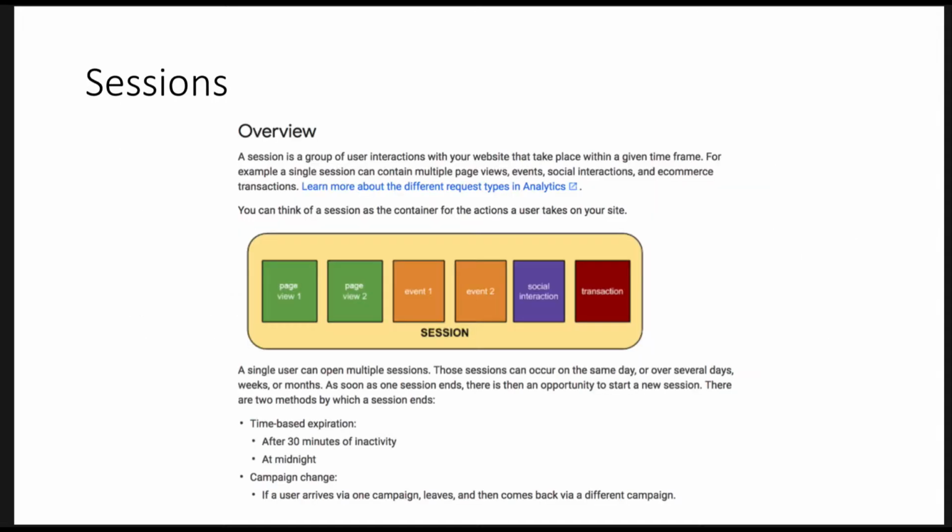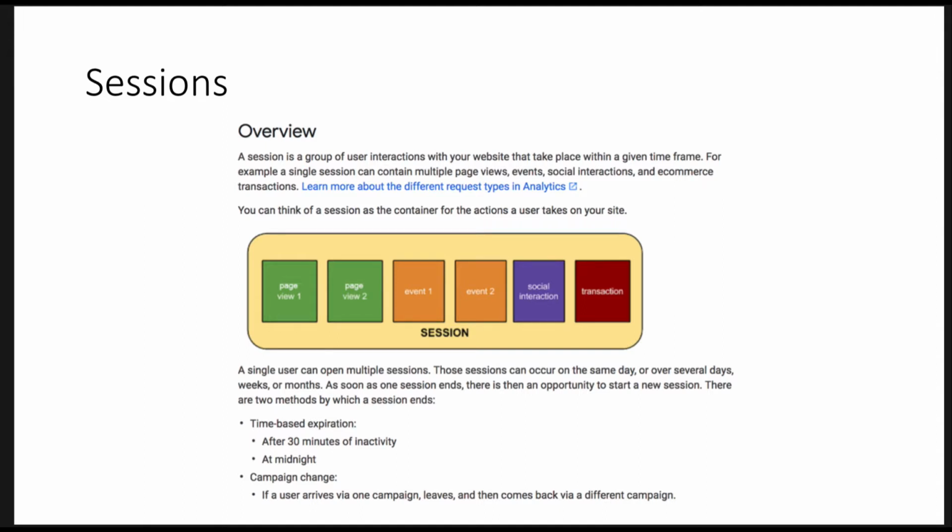Next, we'll go over sessions. I did an image here that shows what a session is. A session is a group of user interactions with your website that take place within a given time frame. For example, a single session can contain multiple page views, events, social interactions, and e-commerce transactions. So you can think of a session as the container for the actions a user takes on your site.